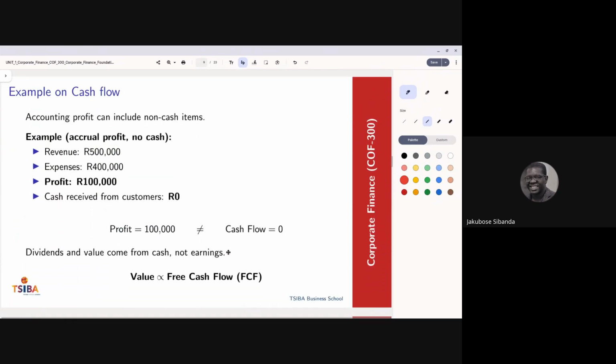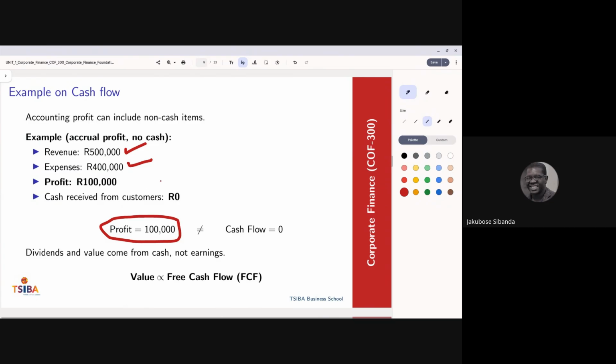So here's another example. We have got revenue of 500,000 and there are also expenses of 400,000. The profit is 100,000. Cash received from customers, 0. So this is the information that we've been given. If I want to calculate profit, it will be easier. Revenue minus all the expenses. So it's this number, subtract this number. That's why we've got 100,000.